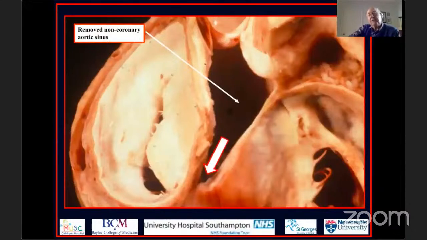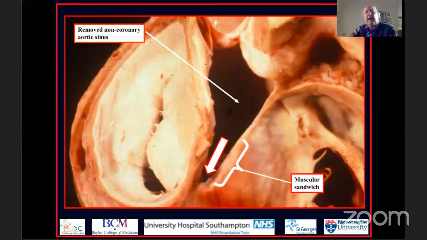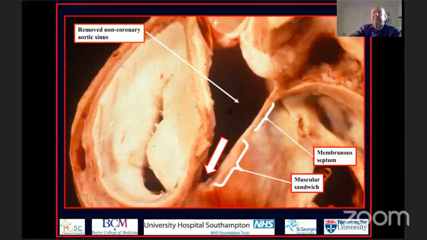And now you see this inferoseptal recess where the aortic root interposes between the mitral valve and the septum. And now, on the rightward border of that inferoseptal recess, you see the muscular sandwich, which is part of the atrioventricular separating structures, and cranially you see the membranous septum. And between the two is the location of the atrioventricular conduction axis.